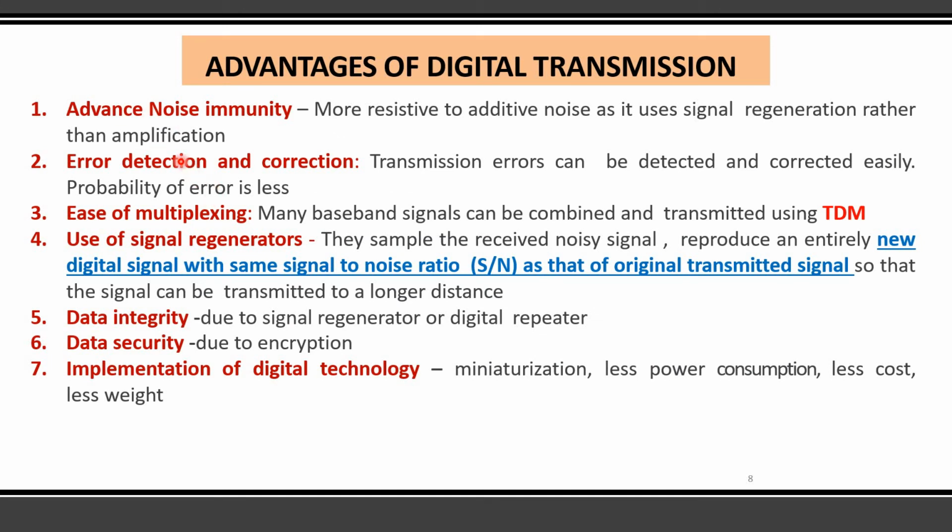Here we list the advantages of digital transmission. The first one, noise immunity, is more in digital communication. We already discussed this in the previous slide, because amplification and regeneration of the pulses is possible in digital communication. Because of that, noise immunity is more in digital communication. The next one is that error detection and correction is possible in digital communication. That is not possible in analog communication.